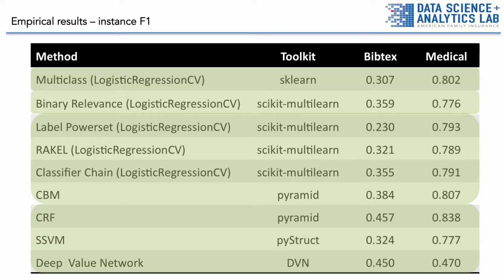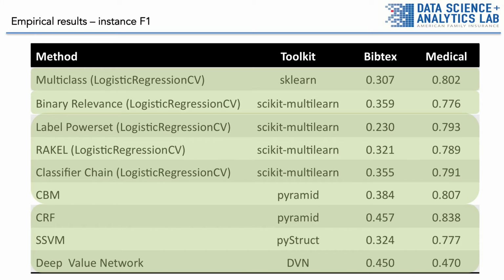Okay, so here are the evaluations. And this is far from comprehensive. This is just what I could do in the course of a couple weeks using methods from different toolkits and one evaluation measure, which is instance F1, and 2 different data sets, BibTeX being a little bit bigger, medical being a little bit smaller along both dimensions. The first place to start maybe is binary relevance, because it's the first thing that most of us would try, and it does okay.